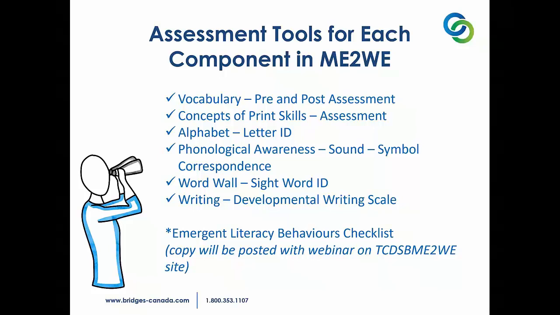In addition to these tools that are found on the members only site, I'm also going to share with you a tool called the Emergent Literacy Behaviors Checklist. This is a checklist that was developed by a group of teachers in Alberta that were involved in a pilot project called Literacy for All. I have shared a link to that website on the MEville to WEville site I created, but I will post a copy of this checklist for you in the webinar section after today, so you'll have access to it.